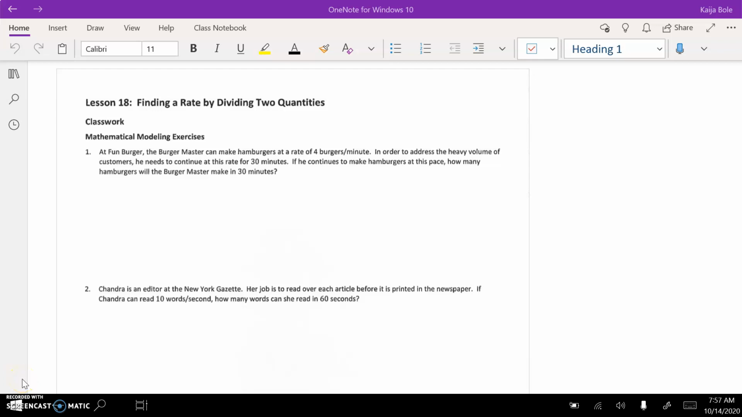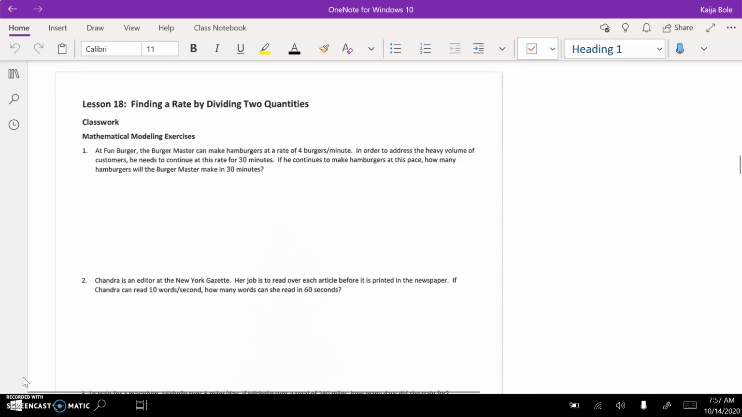Alright, here we are on the lesson 18, finding a rate by dividing two quantities notes video. And really it's just these three questions, and there's really nothing too new in here. It's just more about how they write the problem sometimes.